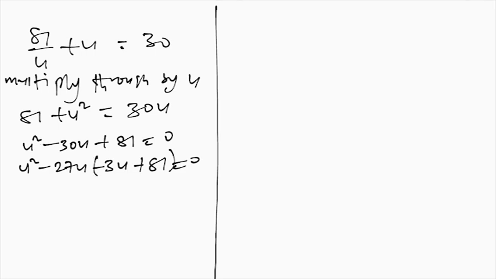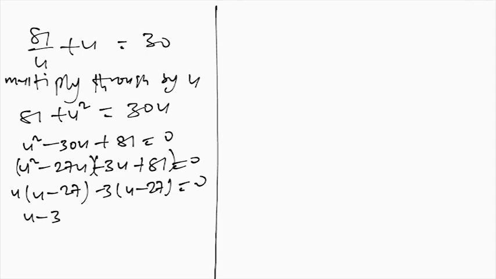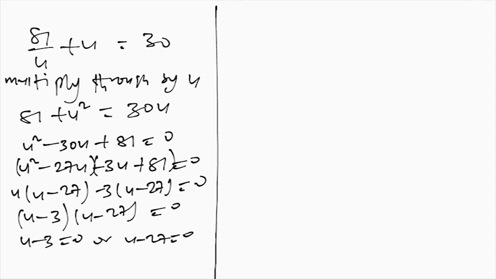So we group them as follows. We have u into u minus 27 minus 3 into u minus 27 equals 0. Then we have u minus 3 then u minus 27 equals 0. We have u minus 3 equals 0 or u minus 27 equals 0. So then u equals 3.